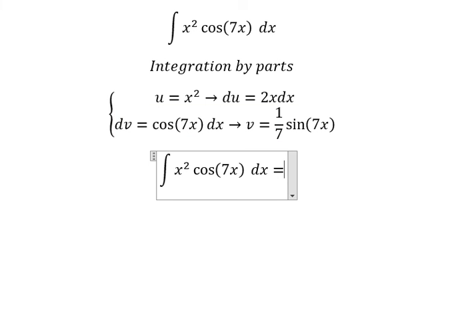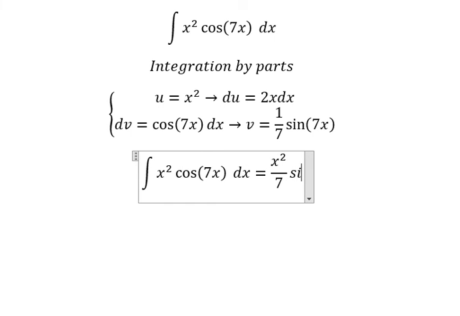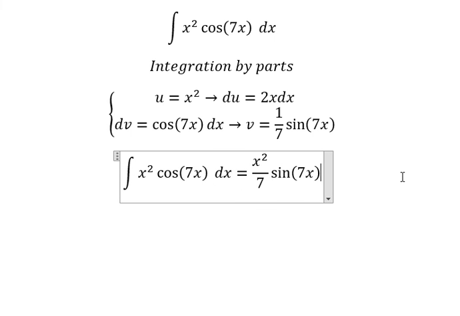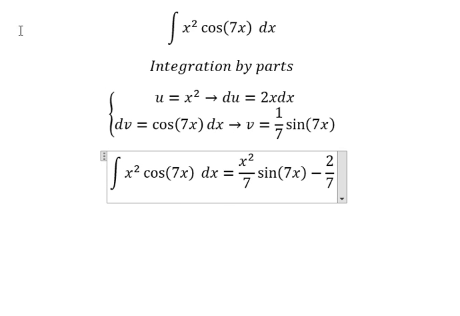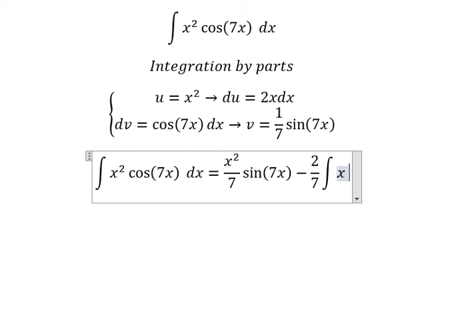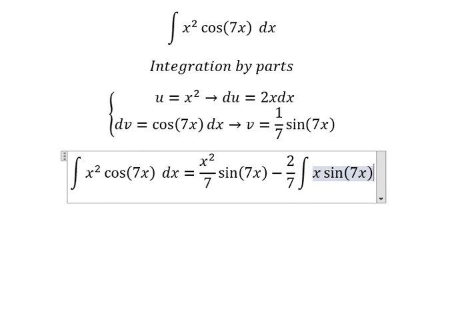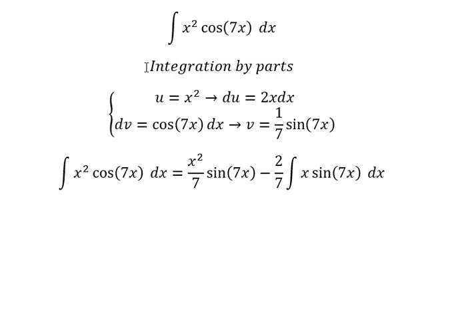So we have u multiplied by v, so we have s squared over 7 sine 7s, minus the u multiplied by v, so we have 2 over 7, and we have the integration of s sine 7s ds. Now we continue to use integration by parts.